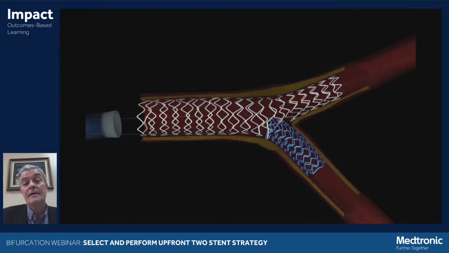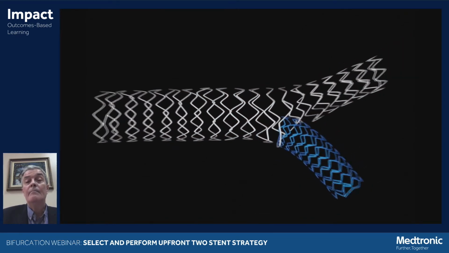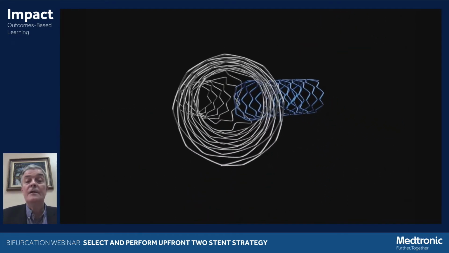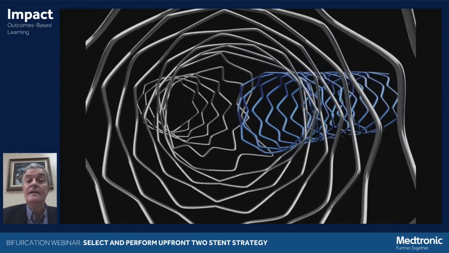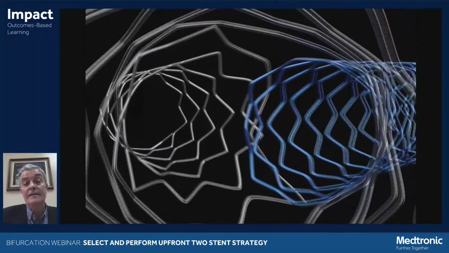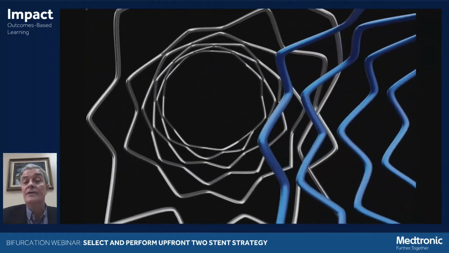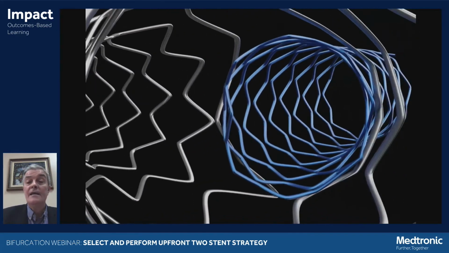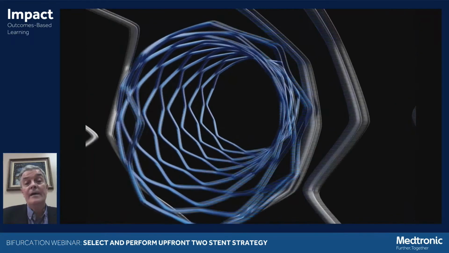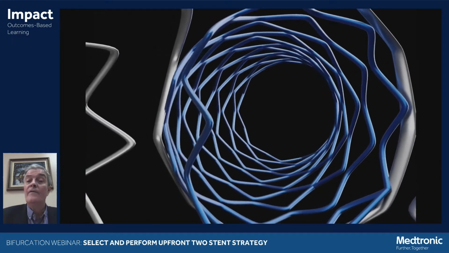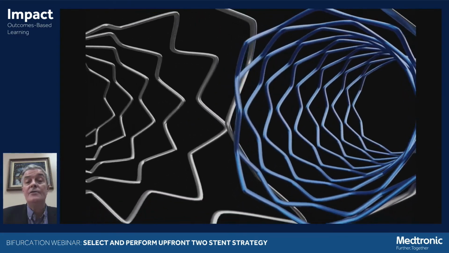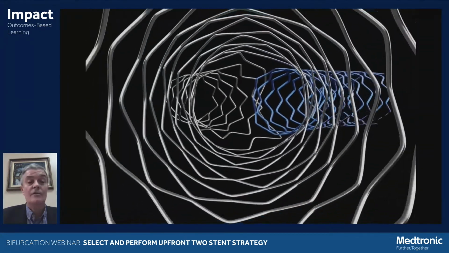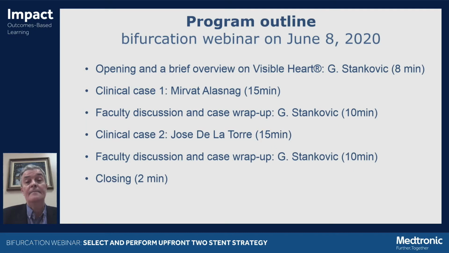So these are the two techniques that are most frequently utilized today. And it's my pleasure to discuss with you tips and tricks of each of those techniques. You see, one of the major limitations of TAP is this small metallic neocarina. And if we are able to cover the ostium of the side branch, we try to do everything to minimize the length of the metallic neocarina.